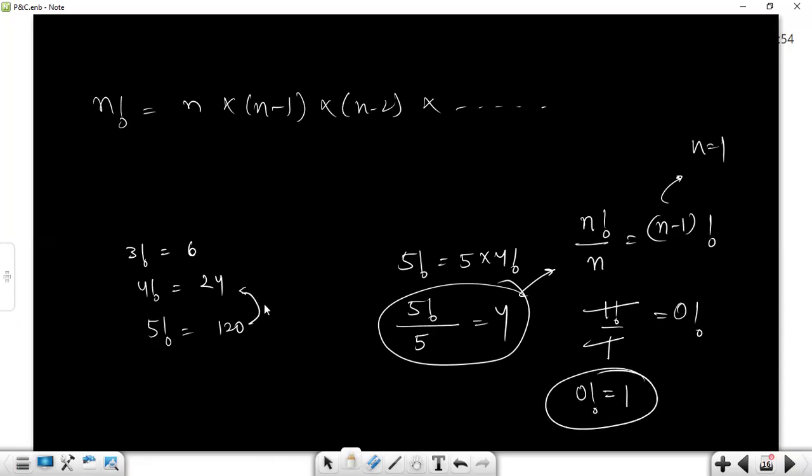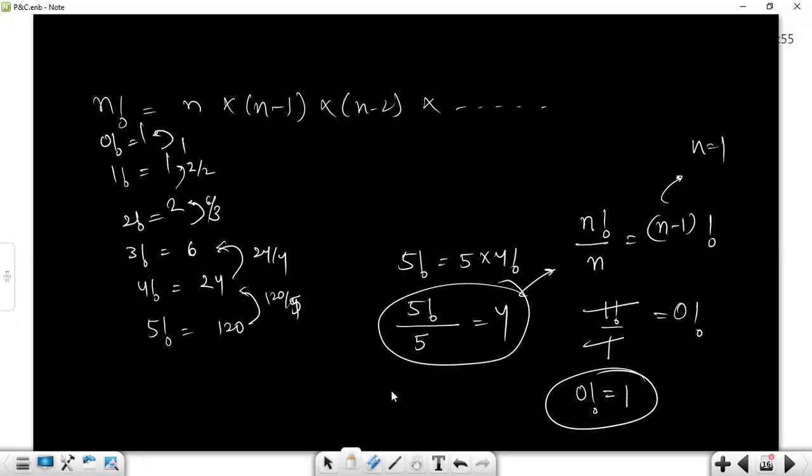Otherwise also, dividing 120 by 5 becomes 24, and 24 by 4 gives 6. Now for finding 2 factorial, divide 6 by 3. That is 2. For 1 factorial, we divide 2 by 2, that is 1. For 0 factorial, we divide 1 by 1, that is 1. That's why 0 factorial is 1. Clear? Yes. Any doubts? No doubts. Great.